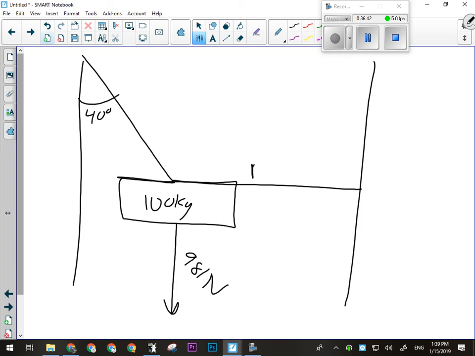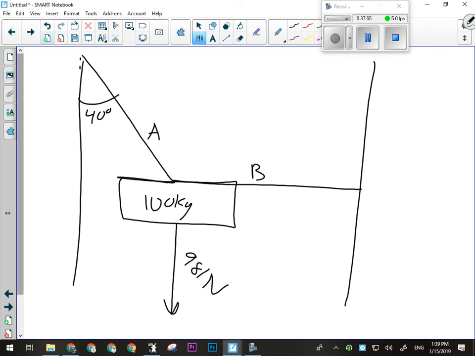Okay, so we got cable B and we got cable A. This question would probably be asking, what's the tension in cable B? Now here's what we have to realize about cable B. Cable B can only pull horizontally. So is it offsetting any of that 981 newtons? No. Which cable is holding the 981? Cable A. What part of cable A is holding the 981?